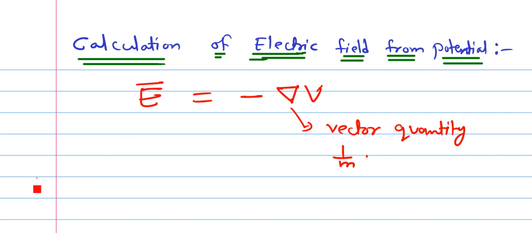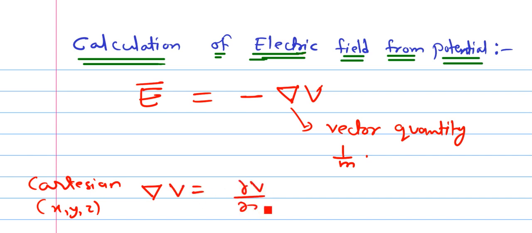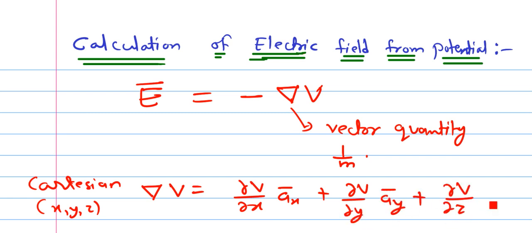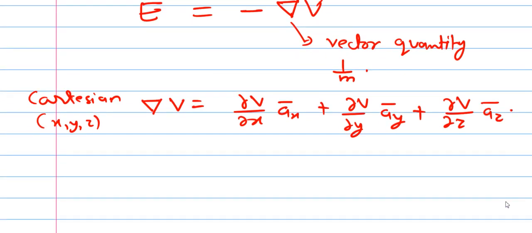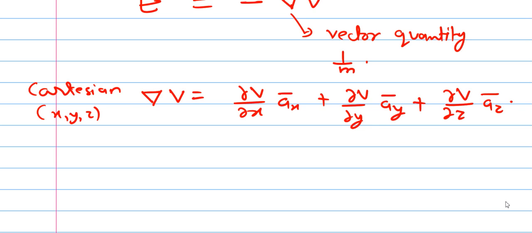We have three coordinate systems. First, Cartesian, whose coordinates are x, y, z. In the Cartesian coordinate system, del V is calculated as ∂V/∂x ax vector plus ∂V/∂y ay vector plus ∂V/∂z az vector. This is how we calculate del V in Cartesian.